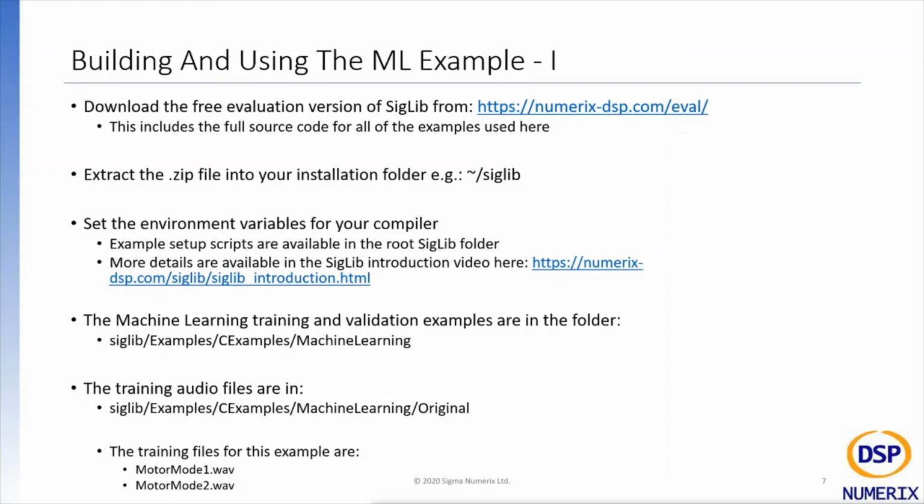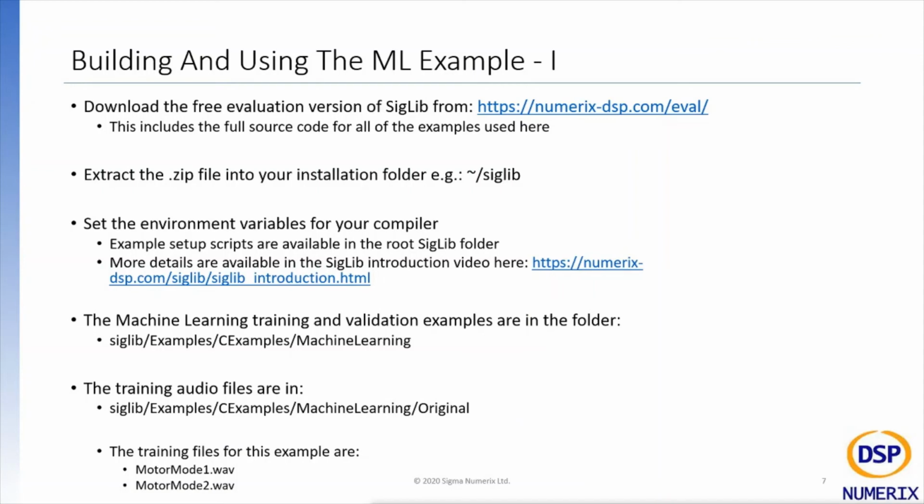Once you've downloaded the zip file, you can extract it into your installation folder, and then you need to set the environment variables for your compiler, particularly for the header files and the library files that the compiler needs to access. There are example setup scripts available in the root SIGLIBE folder, and more details on this can be seen in the SIGLIBE introductory video using the URL also shown here.